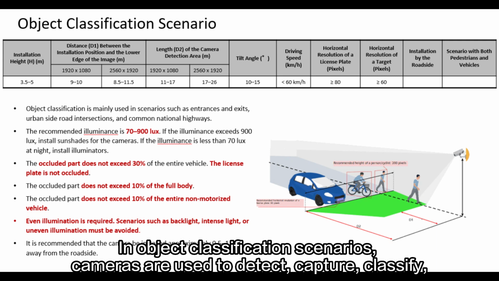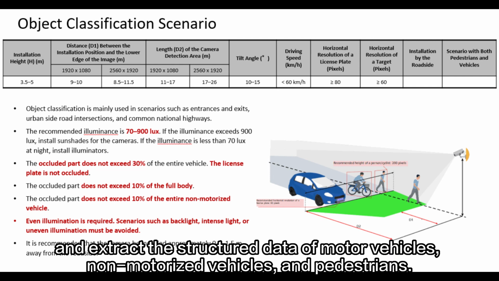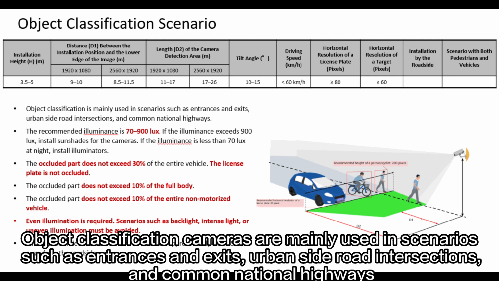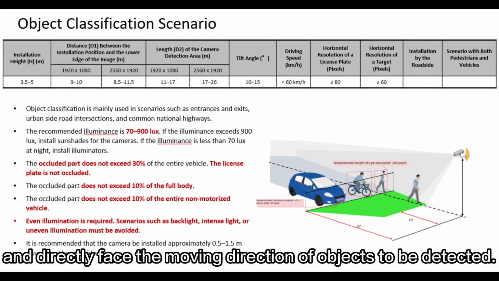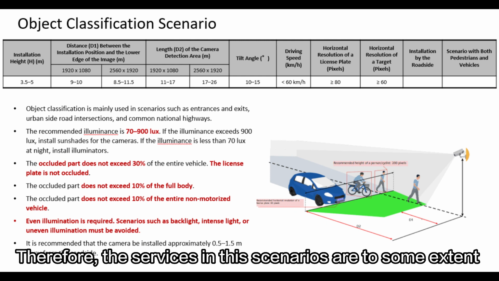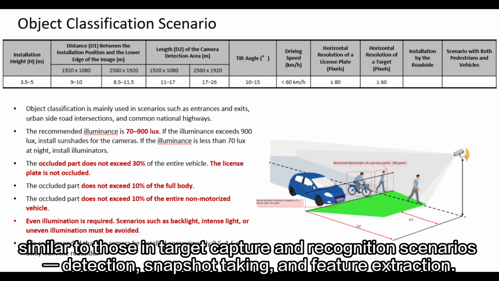In object classification scenarios, cameras are used to detect, capture, classify, and extract the structured data of motor vehicles, non-motorized vehicles, and pedestrians. Object classification cameras are mainly used in scenarios such as entrances and exits, urban side road intersections, and common national highways, and directly face the moving direction of objects to be detected. Therefore, the services in these scenarios are to some extent similar to those in target capture and recognition scenarios: detection, snapshot taking, and feature extraction.